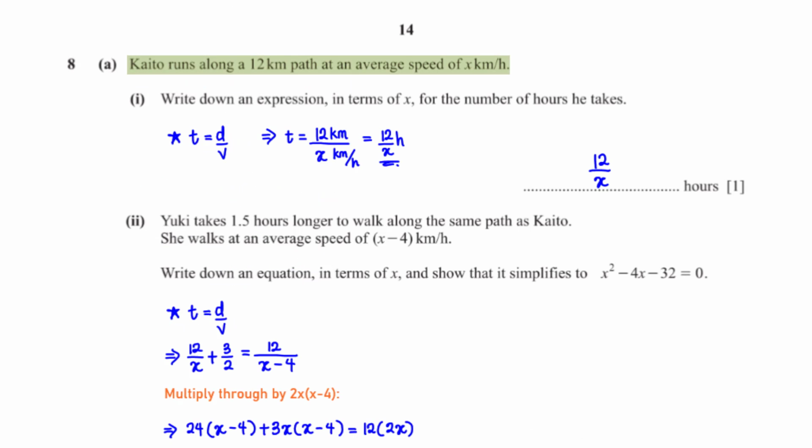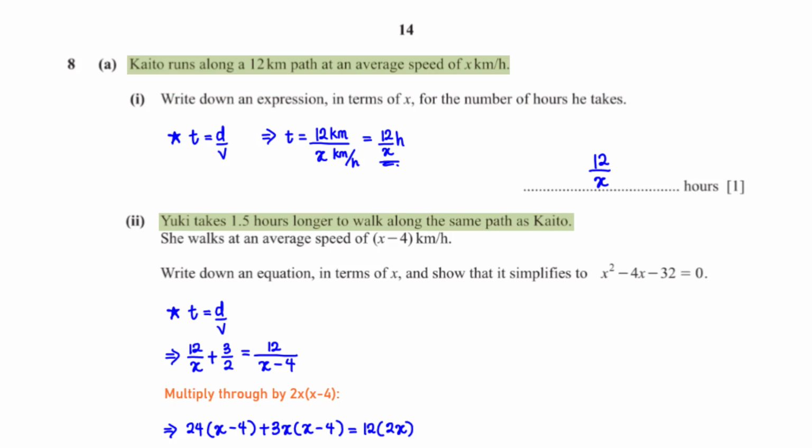Kaito runs along a 12-kilometer path at an average speed of x kilometers per hour. Write down an expression in terms of x for the number of hours he takes. The time he takes is equal to the distance he covered divided by his speed. The distance he covers is 12 kilometers and his speed is x kilometers per hour, and so the time duration is 12 over x hours.